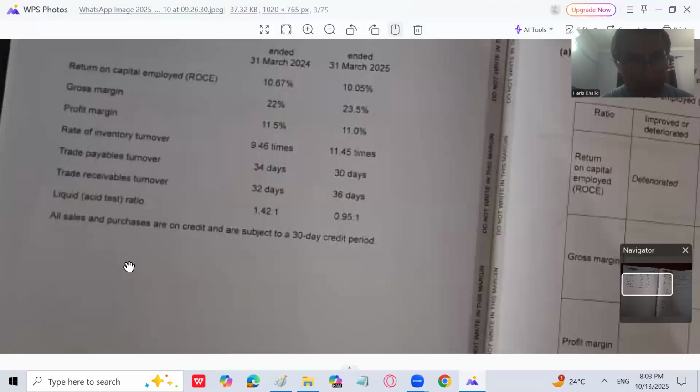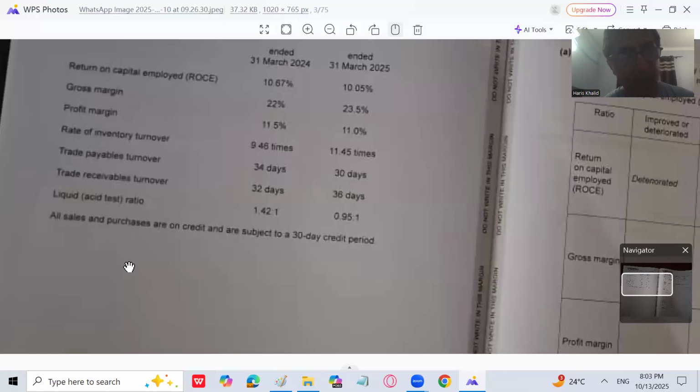Inventory turnover 9.46 times to 11.45 times. So inventory turnover has improved. So we are able to sell our inventory more quickly. So maybe the inventory levels have gone down. We have gone for more advertisement, right? And the quality of the product has improved. We have advertised properly. The customers are more inclined towards our product. There is more customer retention, right? Customers are coming back again to purchase our product. So that is why the inventory turnover has increased.